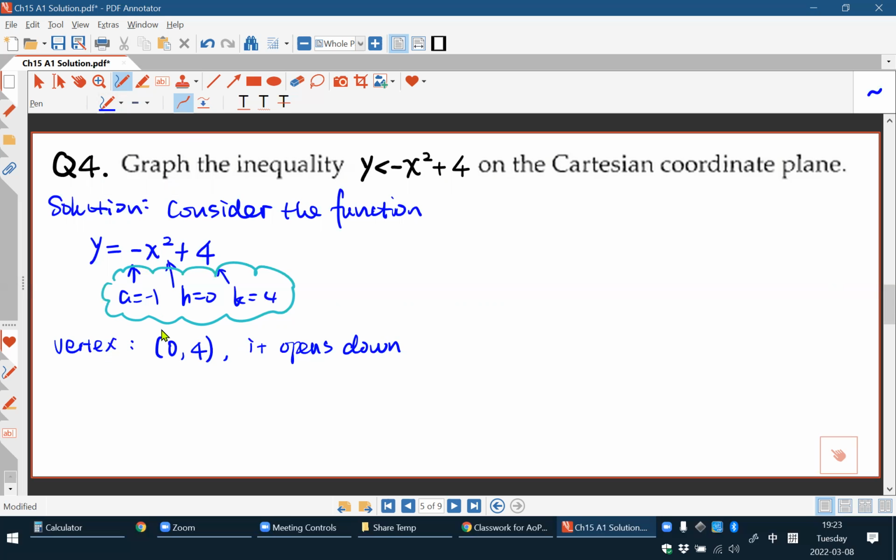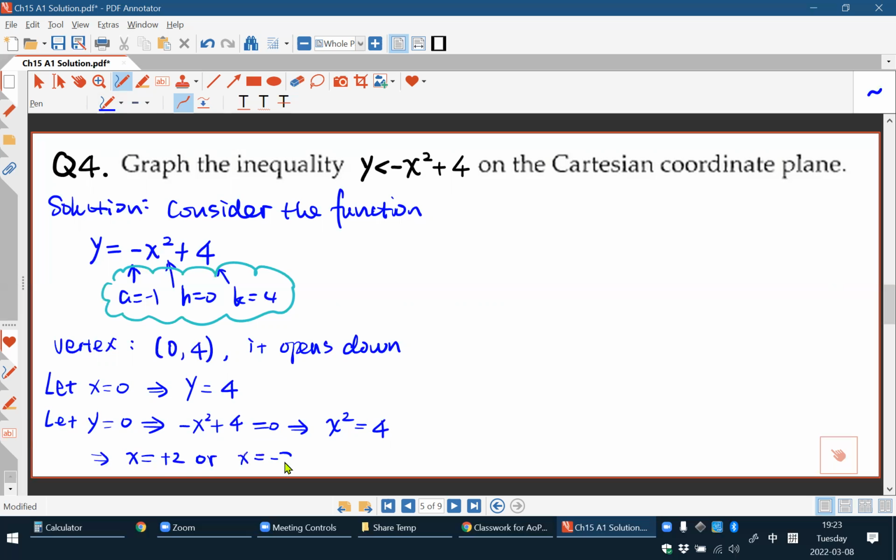Okay, next, to make it more accurate, usually we'll find its y-intercept and x-intercepts, right? We can let x be 0. If x is 0, we know that y is 4. Next, we can let y be 0. If y is 0, that means negative x squared plus 4 is 0. Then we can solve that x squared is 4, right? This will give us x is either positive 2 or negative 2, right?